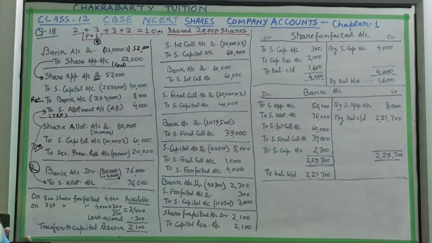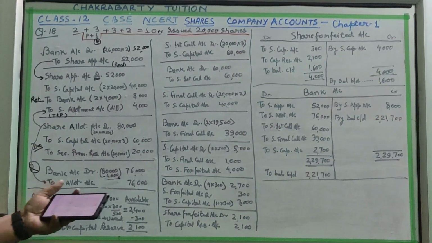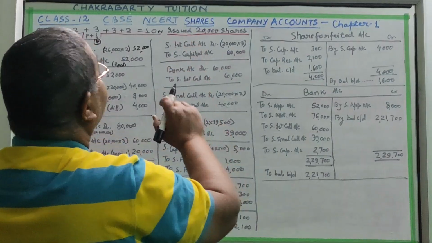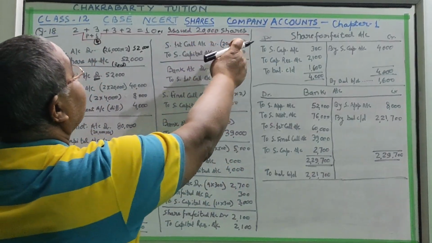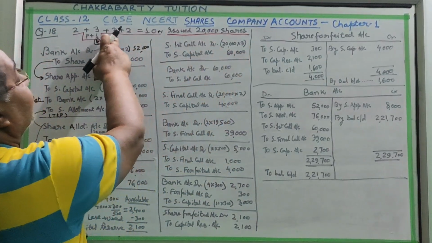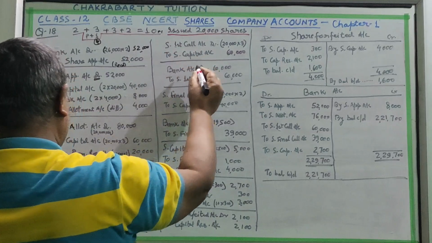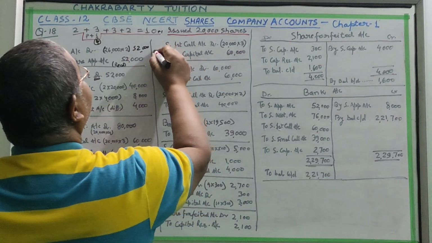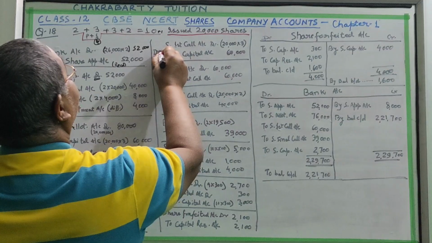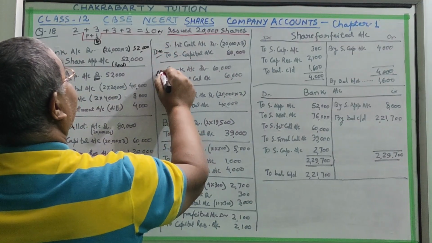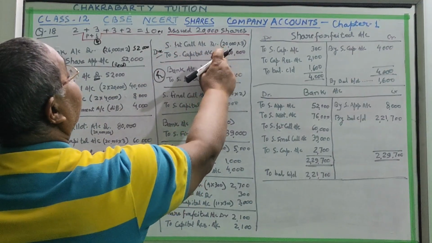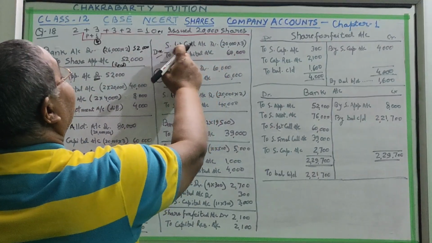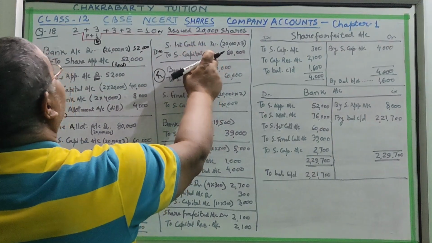Now it is the receive entry. So receive will be 66,000. Now they have made the first call. First call of rupees 3 on 20,000. So again, this is the due entry, and then this is the receive entry. The due is 20,000 shares at the rate of 3. So our entry is share first call account debit to share capital.